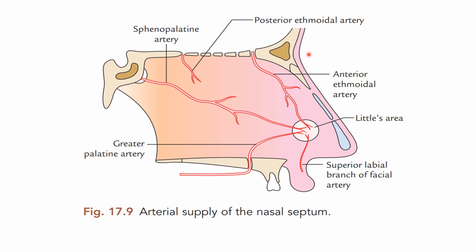So to revise, what are the arteries? We have first anterior ethmoidal, posterior ethmoidal. Both are the branches of ophthalmic artery. Then we have sphenopalatine artery, greater palatine artery. Both are the branch of maxillary artery. And then we have superior labial branch of facial artery.